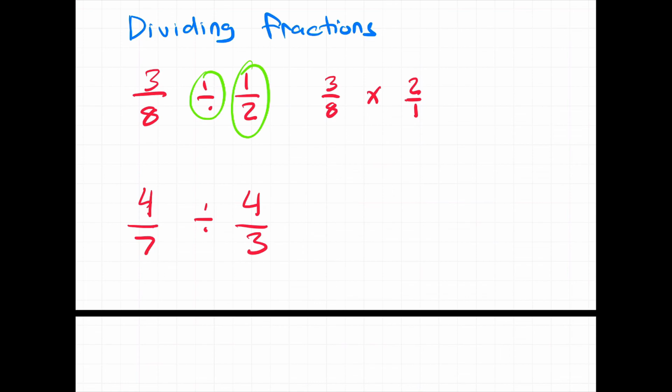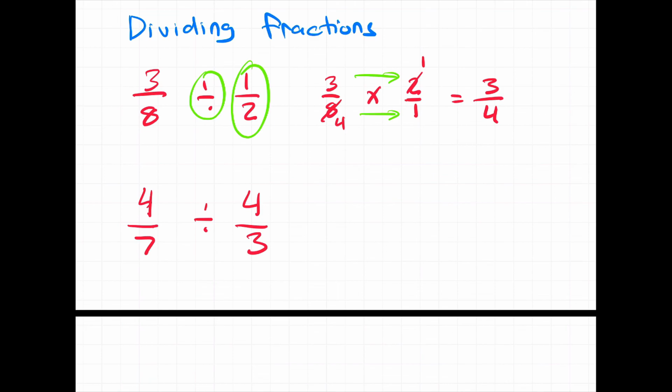And then you just follow the rules. Well, I look right here, 2 can divide into 2 one time, 2 can divide into 8 4 times, and then I'm going to multiply through. I get 3 times 1 is 3, and 4 times 1 is 4.